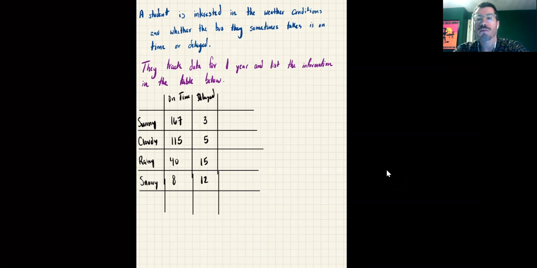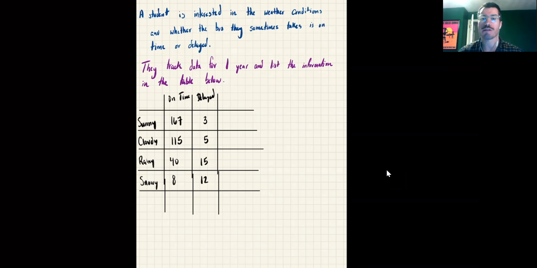Here to just describe how to go from a two-way table to a Venn diagram and talk about this idea of being mutually exclusive. So for our situation, the student is interested in the weather conditions and whether the bus they sometimes take is on time or delayed. They tracked the data for 1 year and listed the information in the table below.